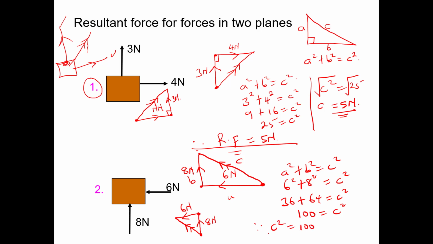Therefore, C squared is equal to 100. From this step, what do we do? You take a root, and this is the same as C being equal to 10 newtons. In case you got this right, that is wonderful.